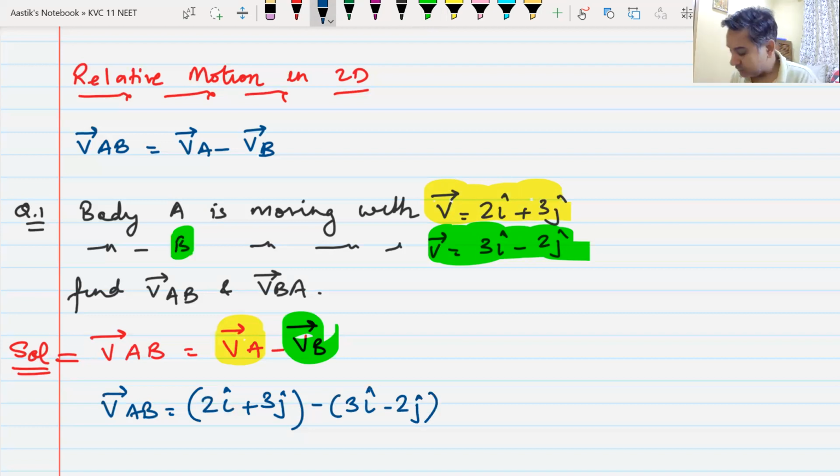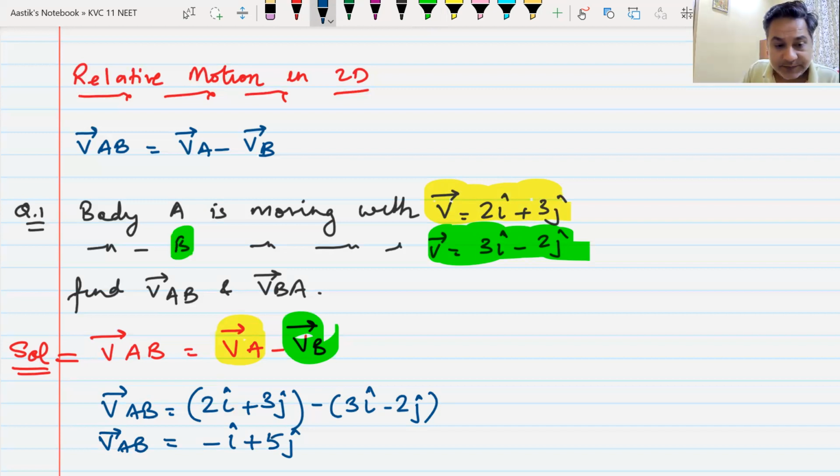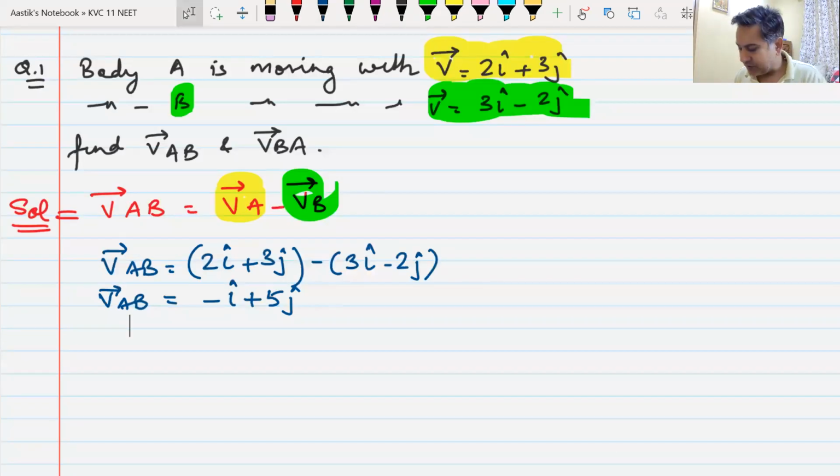I subtract both. The answer is 2i minus 3i is minus i, 3j minus 2j is 5j. And that is your answer for the velocity of A with respect to B. Do you understand this? Everyone got the answer? Now, sometimes they might ask you to find the magnitude of this velocity. In NEET, they might ask you only the magnitude.